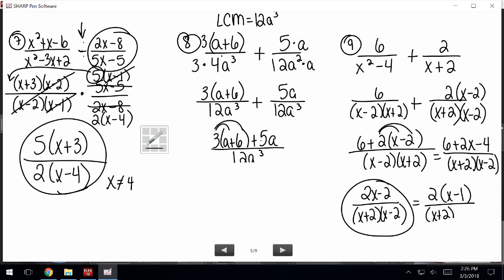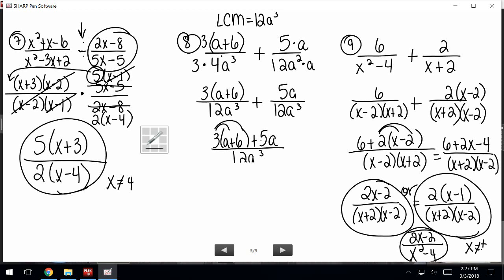And now you can definitely see that nothing cancels. So either one of these is correct. Either or is fine. Or, I mean, you could put it like this if you wanted to have everything factored back. I mean, it doesn't matter which one you put. I'll accept either one of those three. If you wanted to do a restriction, then you would tell me x could not be plus and minus 2. Oh, back over here, I forgot to put my restriction on this one, didn't I? 8. You should have put that a could not be 0 was the only number that would plug in and make the bottom 0.